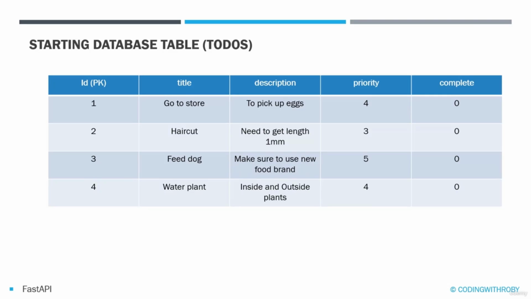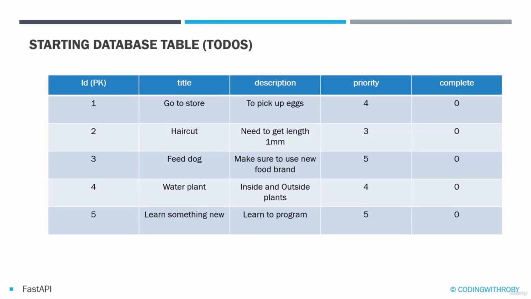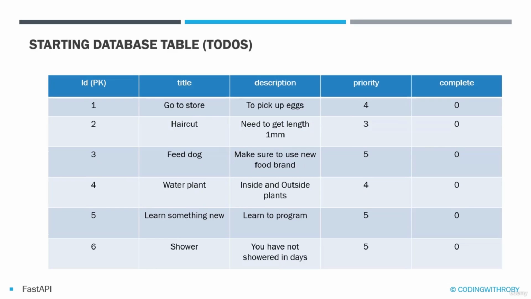And then let's add another one about watering our plant as a title. Description is inside and outside plants with a priority of 4 and also not complete. Let's add a fifth record of learn something new, learn to program, 5 and also not complete. And lastly, let's pretend we added a sixth record, which the title is shower. And the description is you have not showered in a few days, so it's probably a good idea to take a shower. A priority of 5 because you smell really bad, and complete is false.